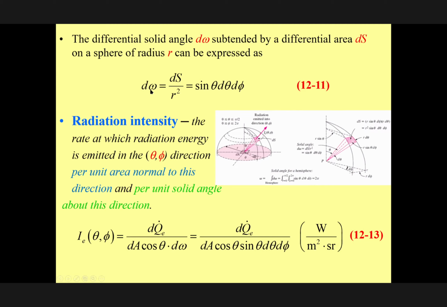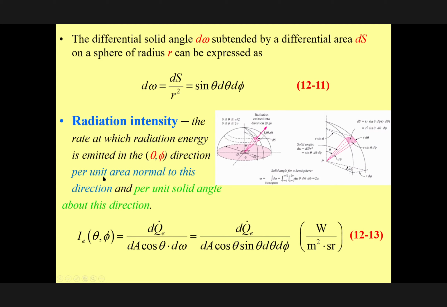We define this solid angle here. The solid angle is dS over r squared. That represents, this is the r here. This dS represents the area over which energy is emitted, and it is a function of r. As r changes, the area changes. Okay. Therefore, we can calculate this solid angle, the omega, based on that, as a function of r.